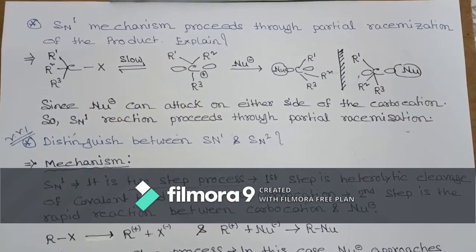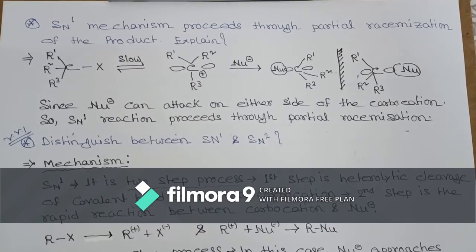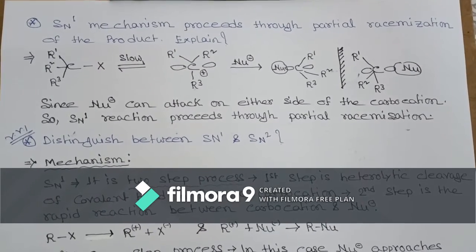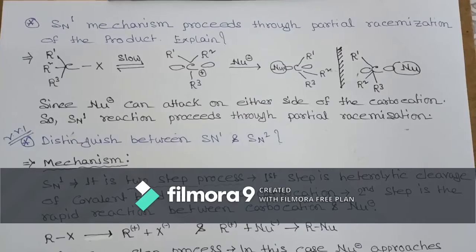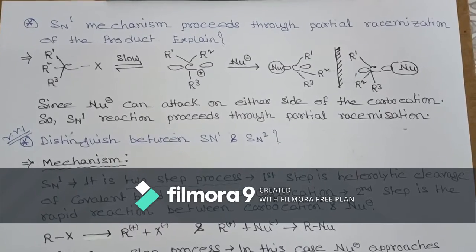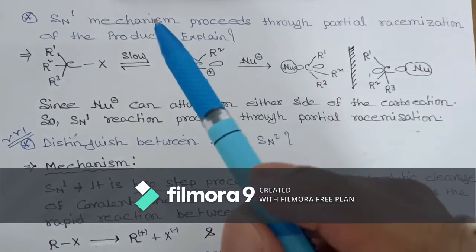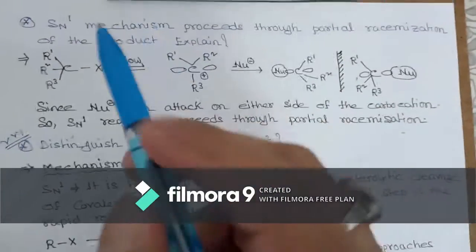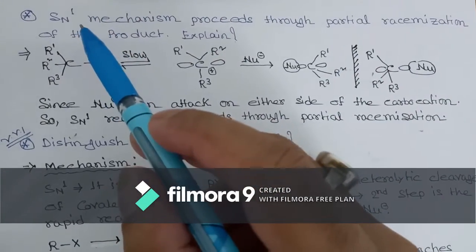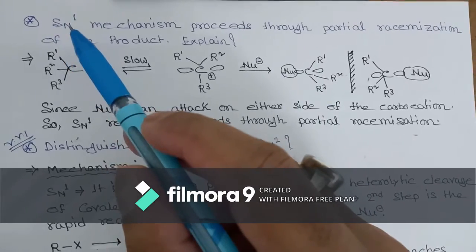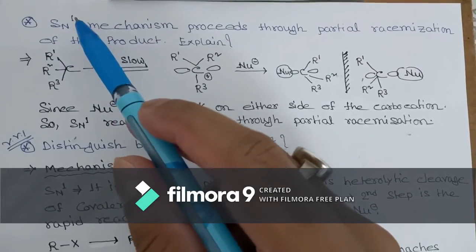In my previous lecture, I discussed organic chemistry, lecture 1. Today I will discuss the second part of organic chemistry. First, we will see the mechanism of SN1. The full name of SN1 is substitution nucleophilic unimolecular.